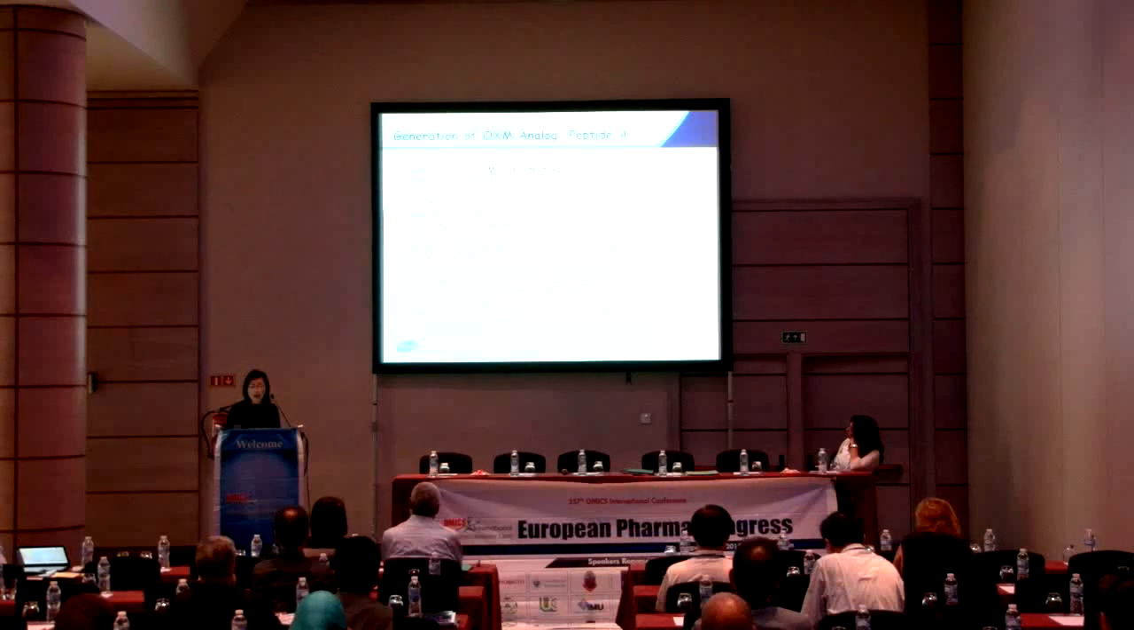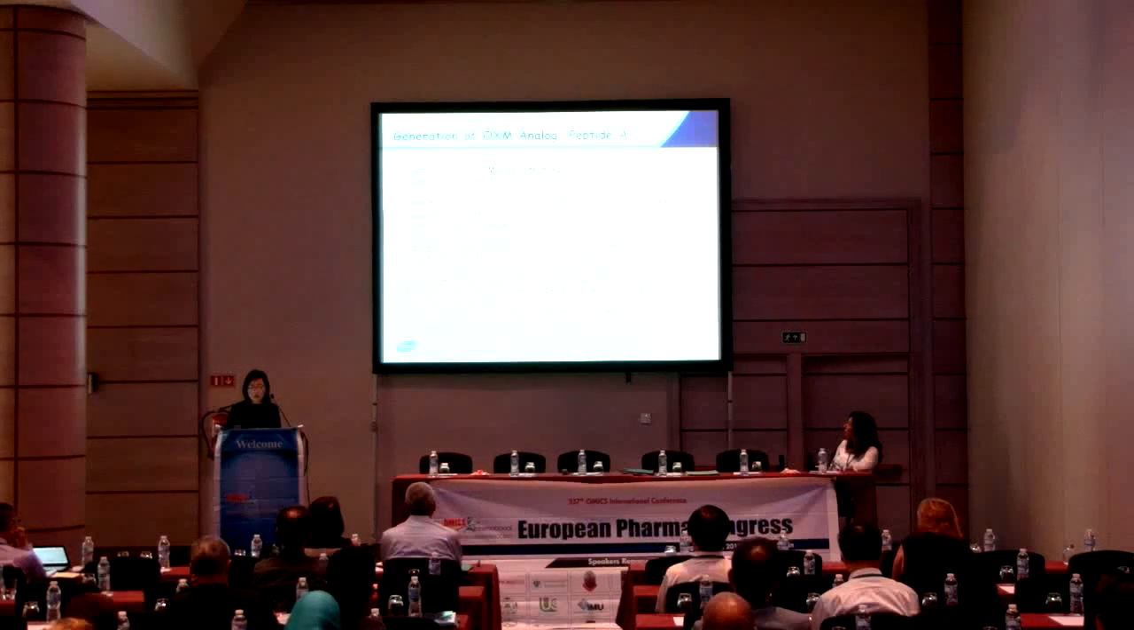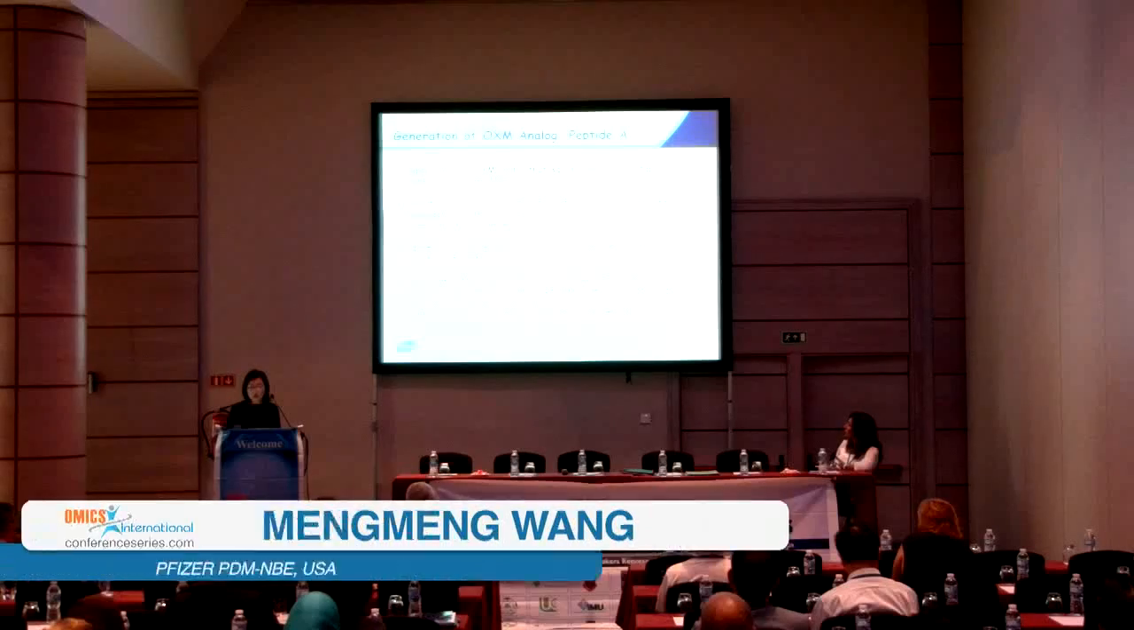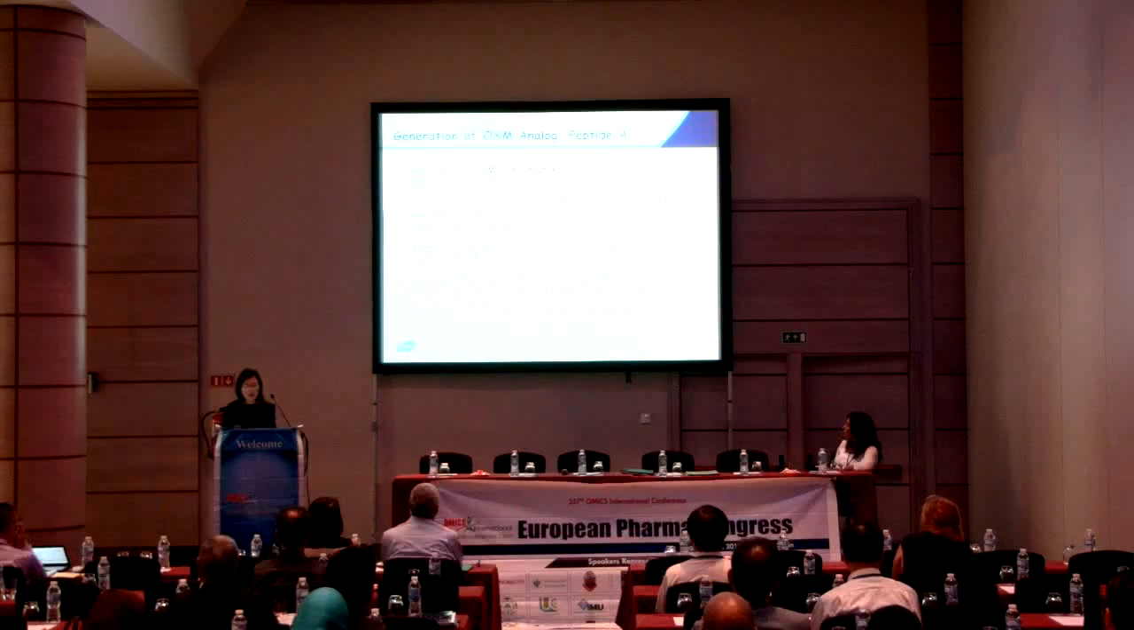So Pfizer used site-directed mutagenesis and created an oxyntomodulin analog, and we call it peptide A here. It is designed to be stable against DPP4 and NEP. So with this resistance to proteolysis, it has an in vivo half-life of 3 hours in human now versus 10 minutes for the original oxyntomodulin.